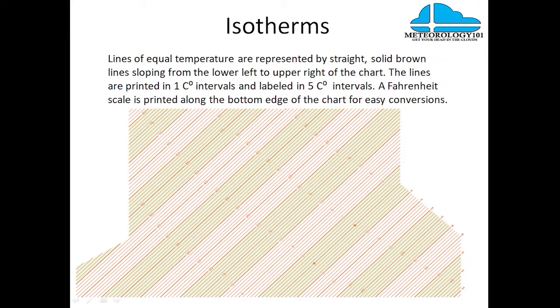On the Skew-T chart, the temperatures aren't rounded. When you're plotting these, if you have 10.1 degrees Celsius, you're going to plot 10.1 degrees Celsius.